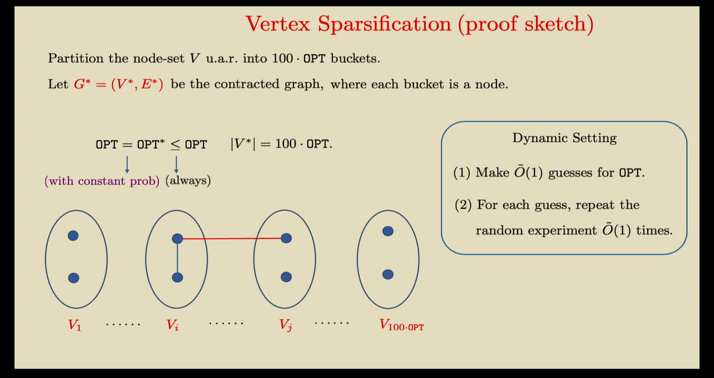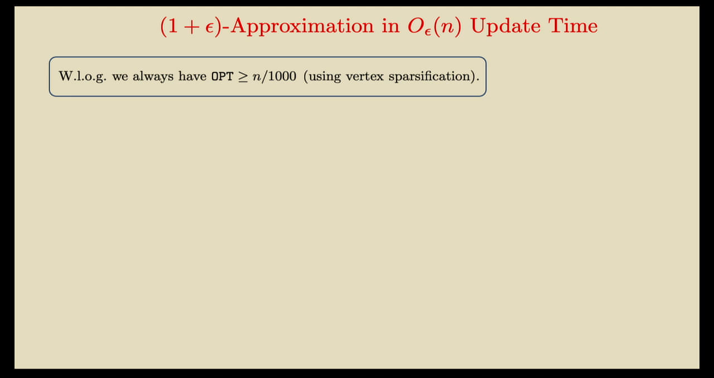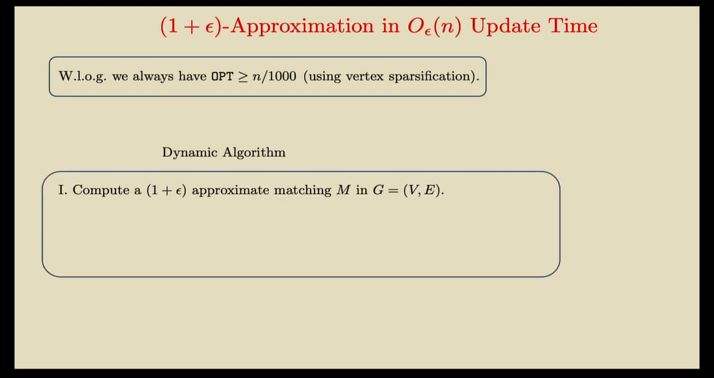Okay. So, again, just the summary is, we just assume opt is always at least n over 1000. Now, once you have this, here is the dynamic algorithm by Gupta Peng, which gives n update time. It is actually very simple. It is just 3 lines of pseudocode.